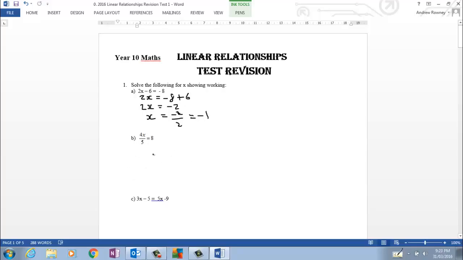The next one is 4x on 5 equals 8. We need to get rid of the 4 and the 5 and put them on the other side so we can get x by itself. We'll get rid of the 5 first. Opposite of divide 5 is times 5. So 8 times 5 is 40. Now we need to get rid of the 4. The opposite of times 4 is divide 4. And so that equals 10.